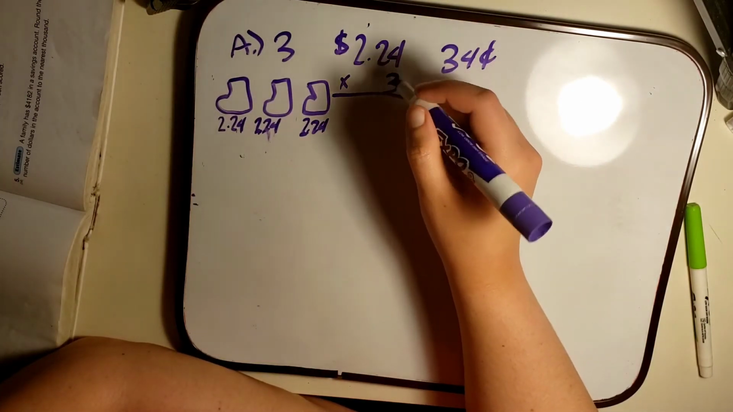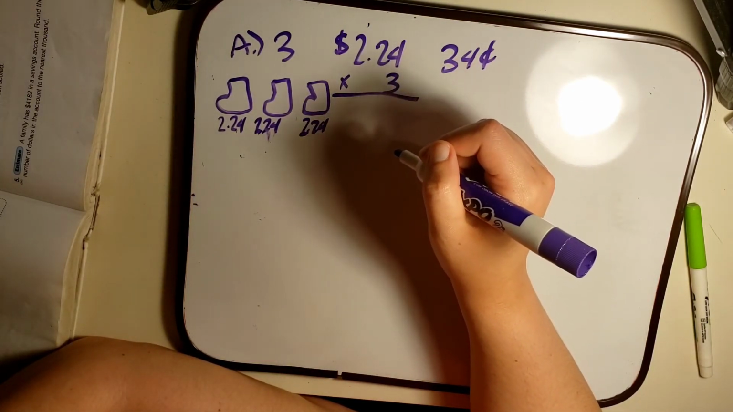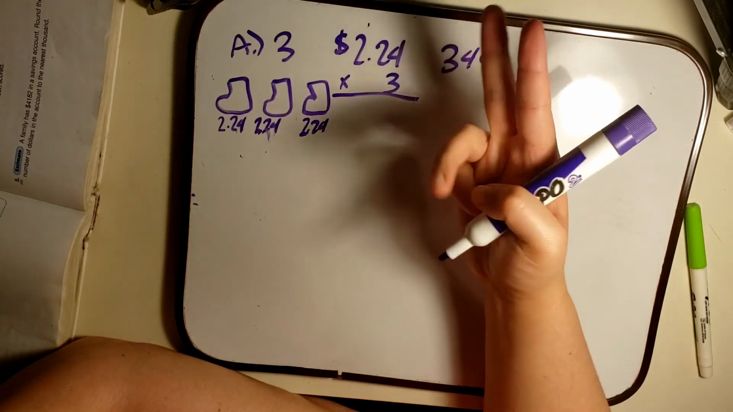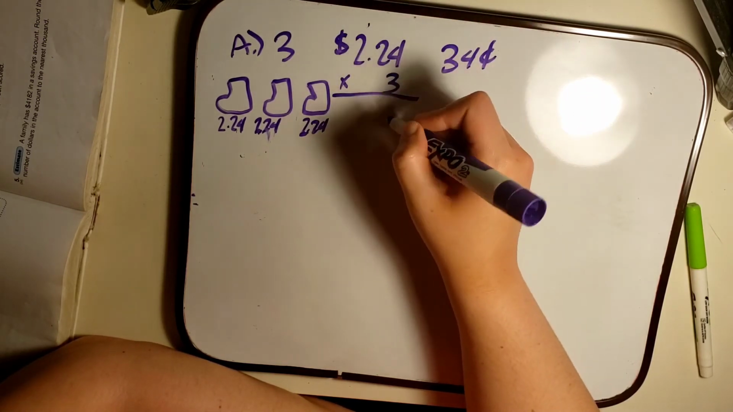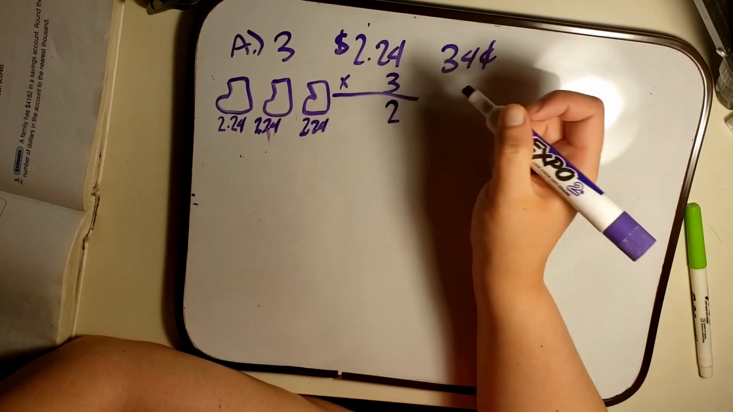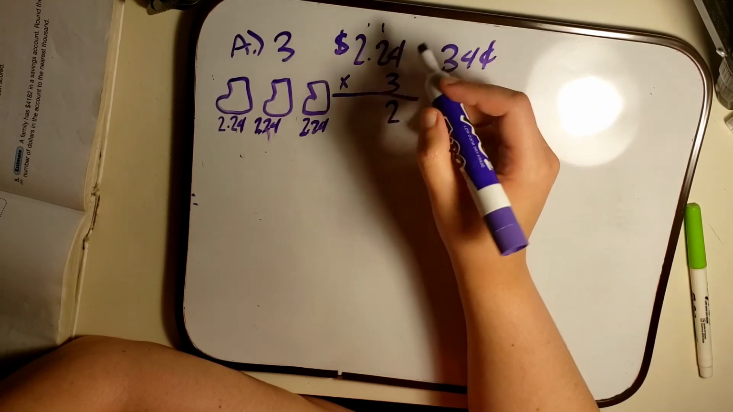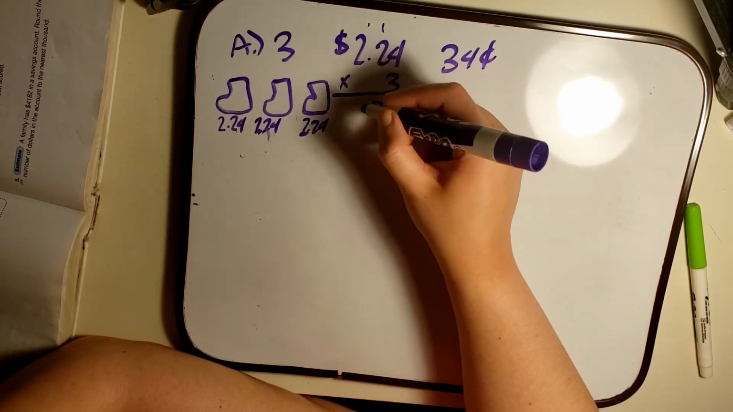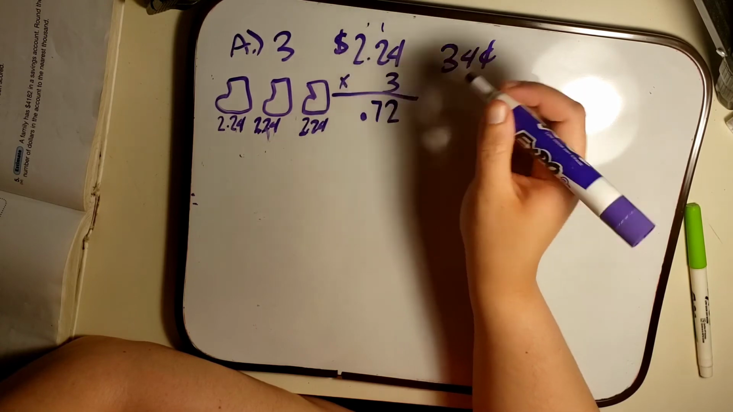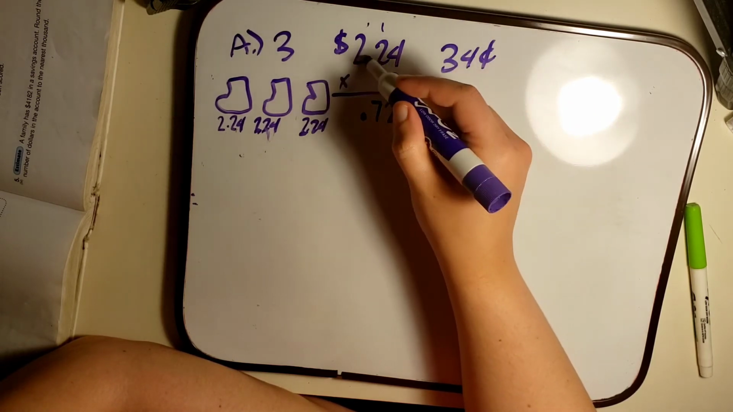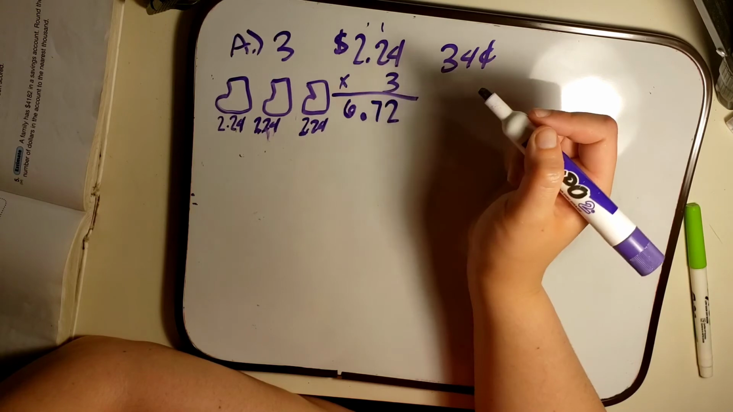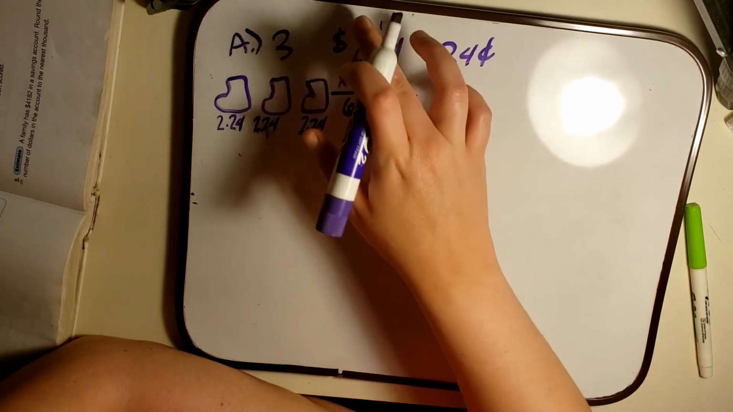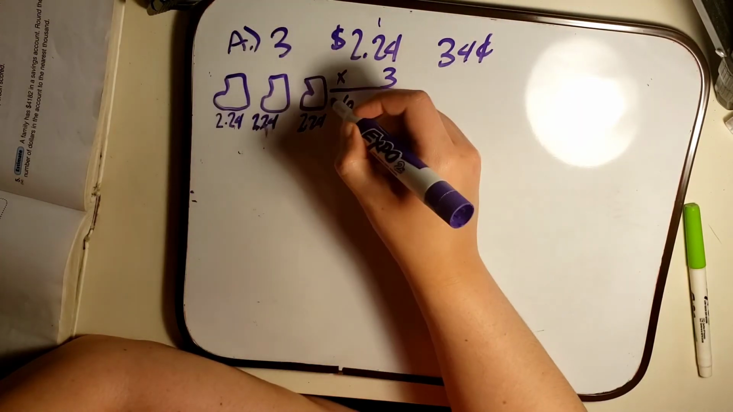3 times 4 is, wow, why can't I do it? 3, 6, 9, 12. I thought it was 12, but then I second guessed myself. All right, 2, carry the 1. 3 times 2 is 6, plus 1 is 7. Make sure I bring down that decimal. 3 times 2 is 6. Yep, okay. So we have $6.72.